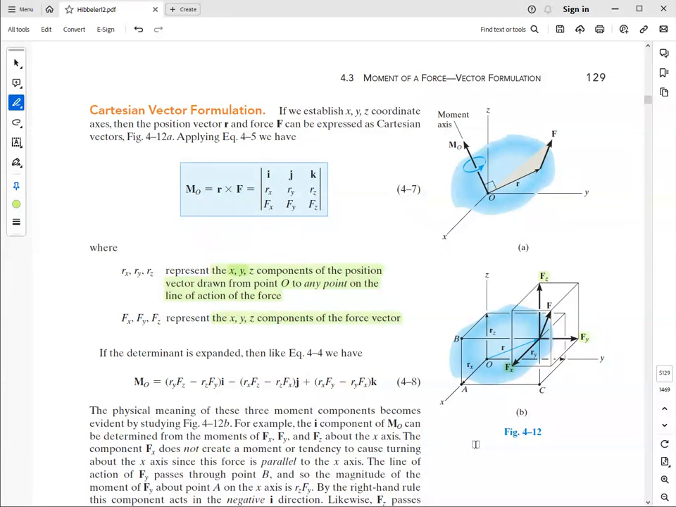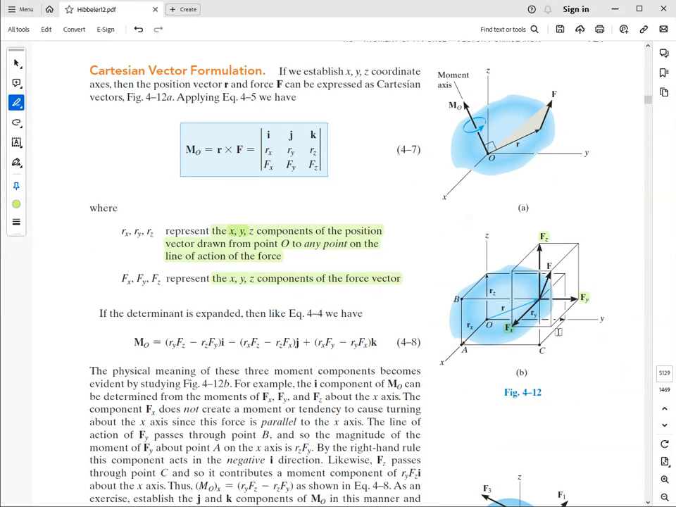Okay, the force vector is here resolved in its x, y, and z components. And as we expand this determinant by the first row, the minor is i, Ry Fz, negative Rz Fy, right?